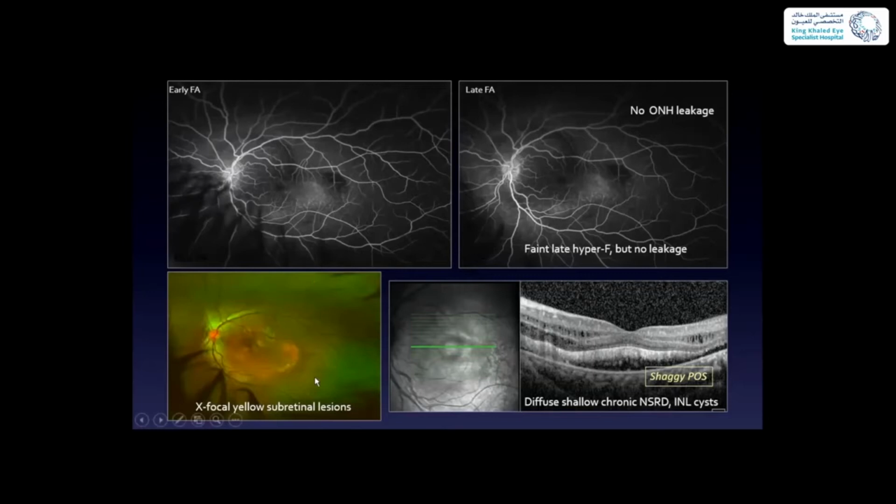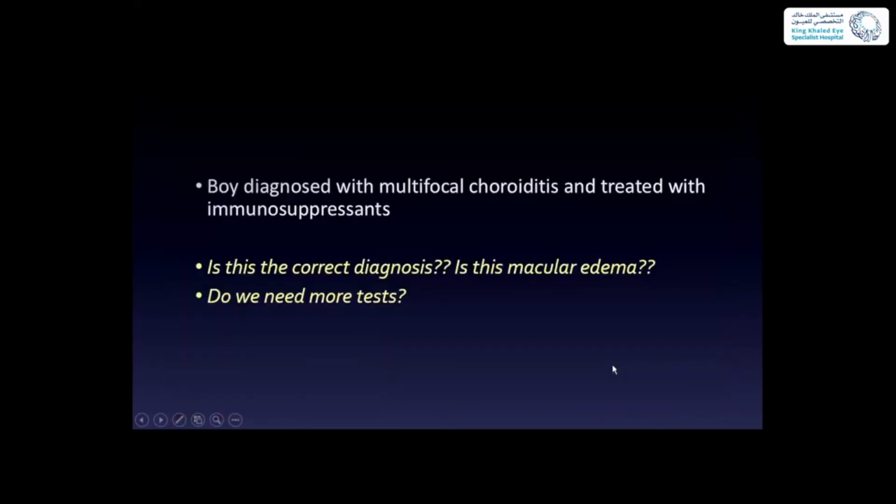On the examination of the fundus, again, you will see these multifocal yellow subretinal lesions. These lesions, in addition to the subretinal fluid, made the patient be considered as not VKH, but probably multifocal choroiditis, and the patient was unfortunately treated with immunosuppressants. But is this the correct diagnosis? And was this indeed just a pure, bona fide, classic macular edema? And do we need more tests?